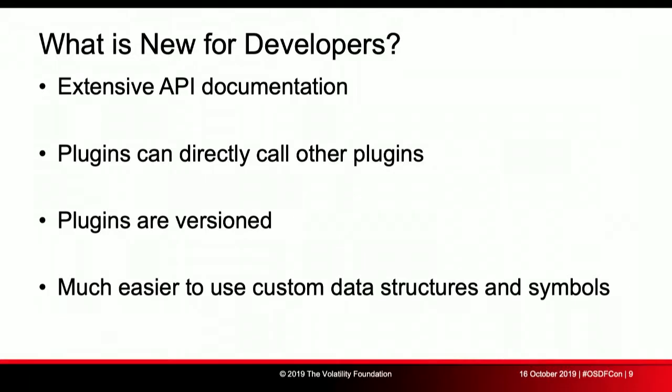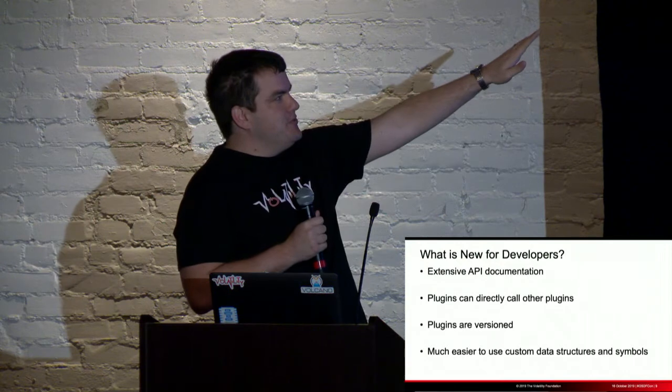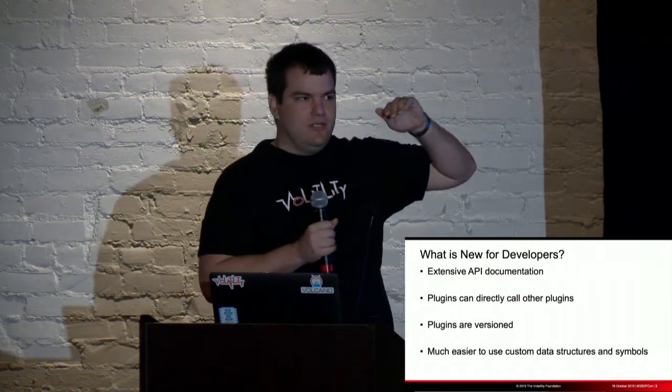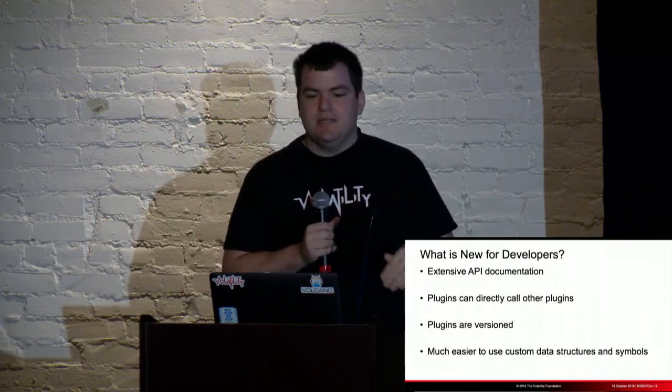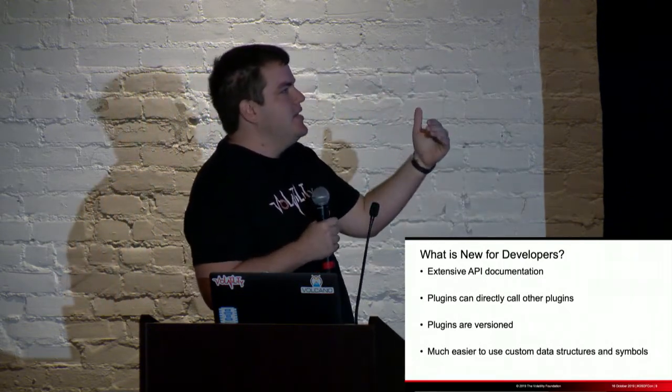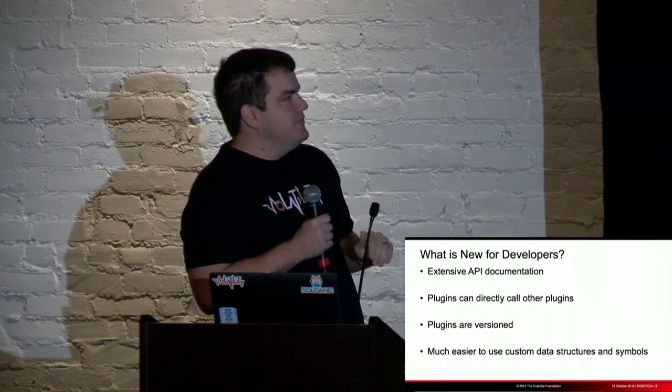And then for developers, as I said, we really wanted to make it much, much easier for other people outside of the core team to get involved. So we have extensive API documentation from day one. It's not something we're going to have to go back and add later. A big feature request was plugins being able to call other plugins. So if you have a plugin that wants to do some analysis on the process list, you just make one function call. You have the process list. You can enumerate it and do what you want. You don't have to set up a bunch of lines of code.